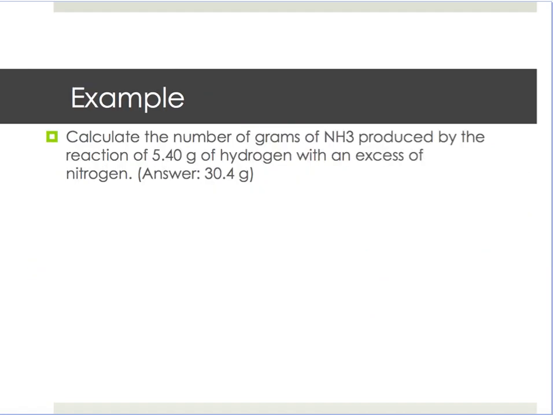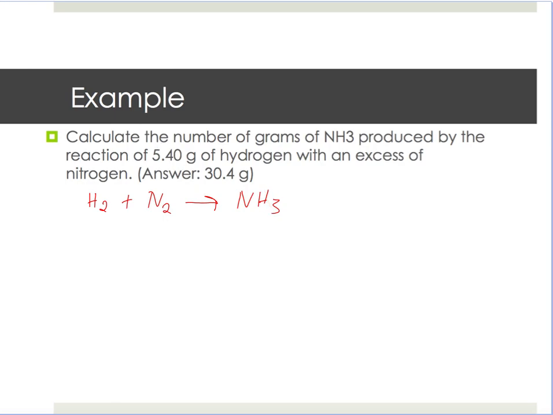We'll go from there. So calculate the number of grams of NH3, which is ammonia, produced by the reaction of 5.40 grams of hydrogen with an excess of nitrogen. Okay, so step one, you gotta write your balanced reaction. We know that hydrogen is diatomic, reacts with nitrogen, also diatomic, to produce NH3, which is ammonia. Okay, step one, write it correctly.